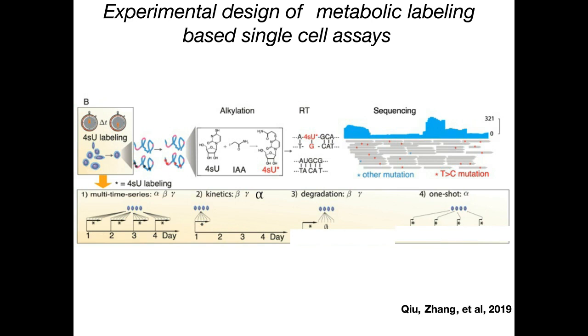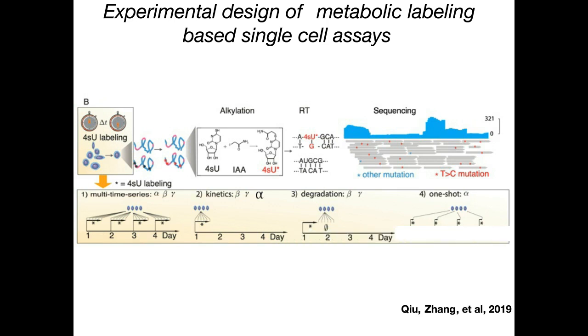Similarly, for the kinetics, you can also design a kinetics experiment. For the kinetics experiment, you can choose a typical time point and label the cell for different periods of time and then harvest. For this kind of experiment, you can also try to estimate the parameters alpha, beta, gamma. But as I will tell you later, it's optimal to estimate the transcription rate alpha.